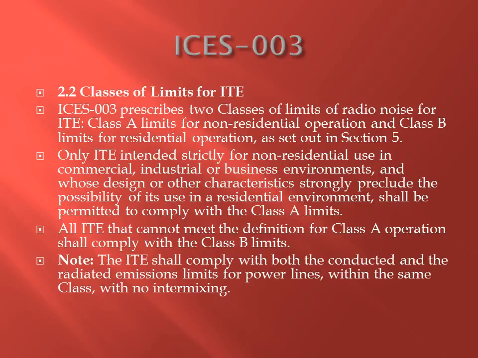Information technology equipment can be classified into two categories: Class A and Class B. Class A is for non-residential operation, while Class B is for residential operation, essentially home use. Most of your personal electronic devices will be Class B, while devices used for commercial use are Class A. A or B will be used in the label to indicate the product's compliance approval.